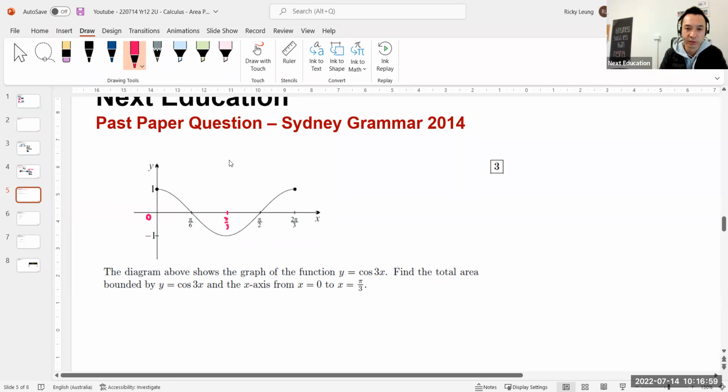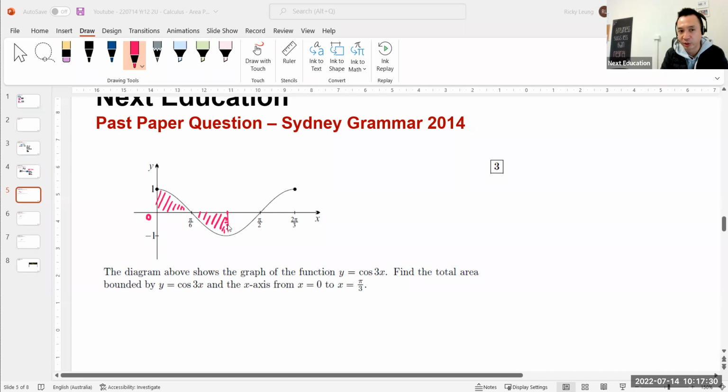Okay. Total area. So it looks like they want the area between this bit. Let me just check that that's the case. I think that is. Now, if that's the case, then you can see visually, or if you knew your period of motion, because a full period there is 2 pi on 3, so pi on 3 must be in the middle. So exactly symmetrical. Now, why is that important?